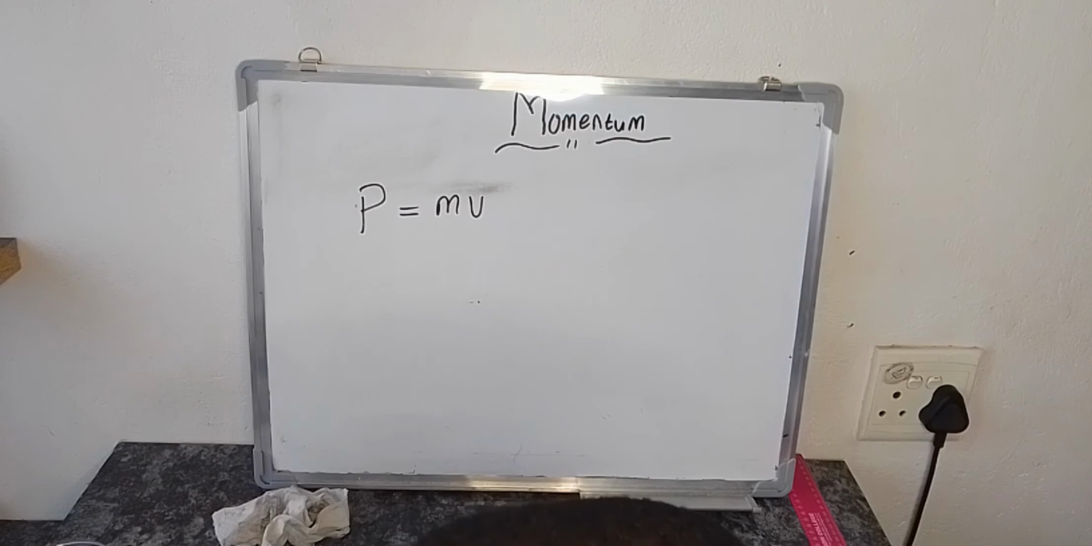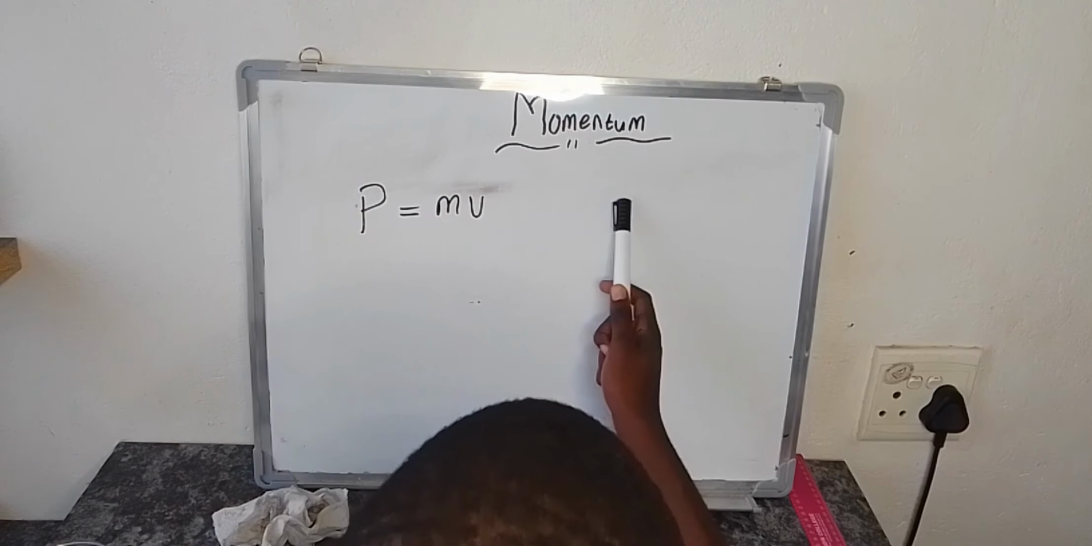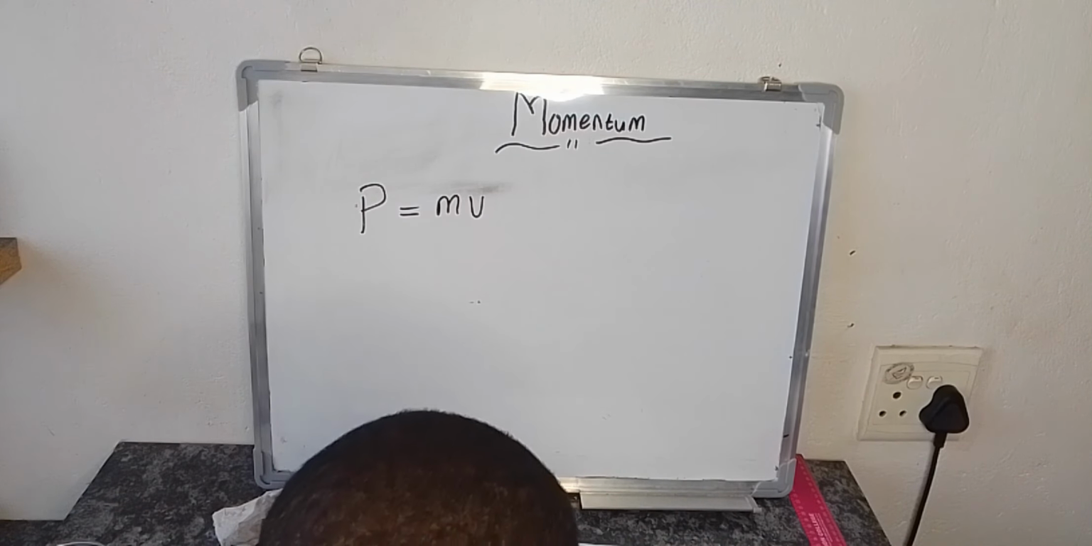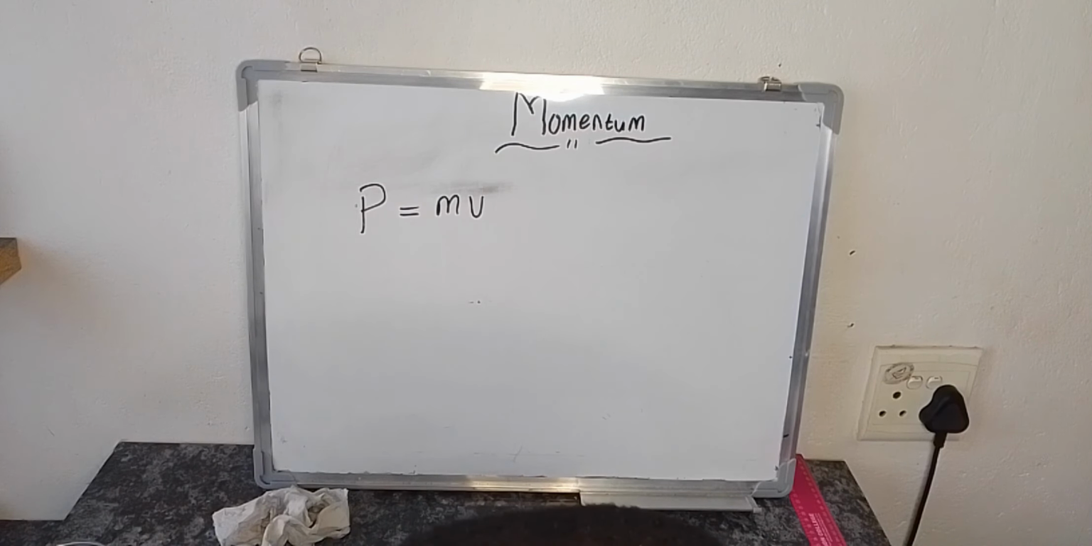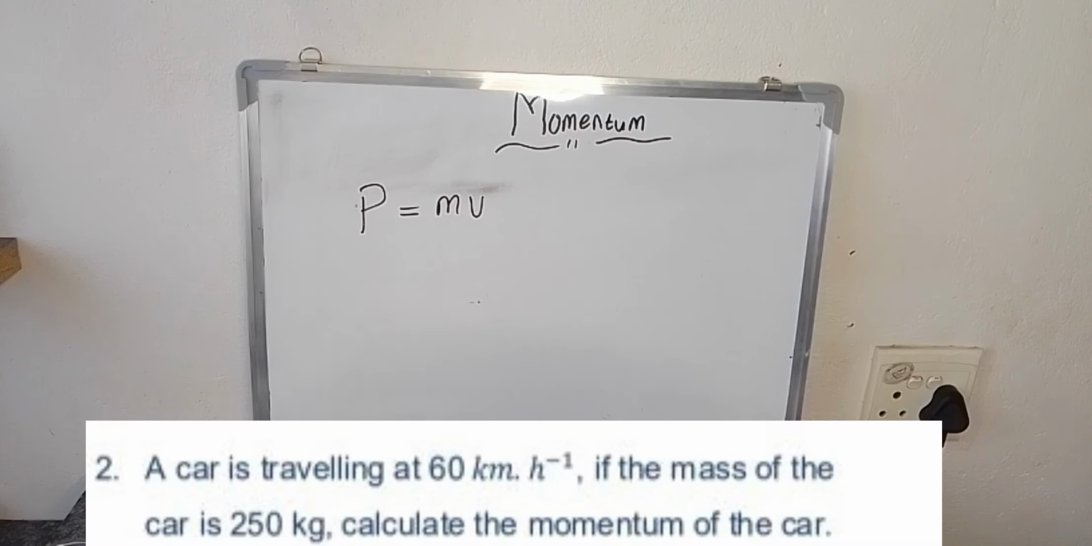So what is a vector? A vector is a physical quantity with both magnitude and direction. As for the direction in momentum, direction is indicated by signs. Each and every time, make sure you choose a positive direction as the direction in the question. Then all movement in the opposite direction is negative. So now let's try to answer a question.